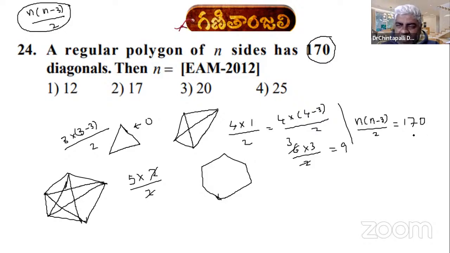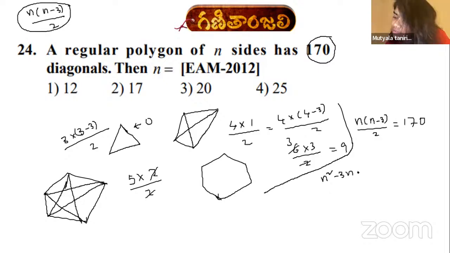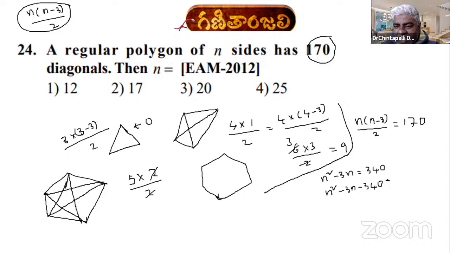A straightforward method to find the value of n: n square minus 3n is equal to 340. So n square minus 3n minus 340 is equal to 0. Got it? Yes.